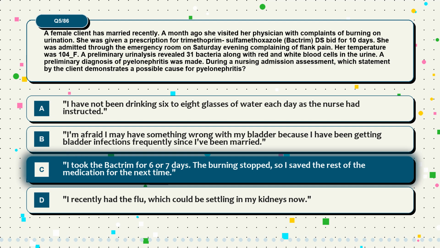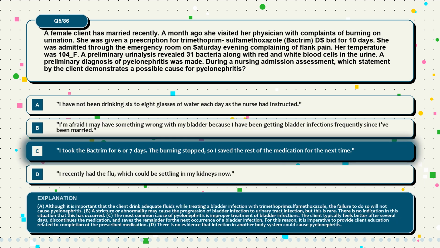The correct answer is option C. I took the Bactrim for 6 or 7 days. The burning stopped, so I saved the rest of the medication for the next time. Although it is important that the client drink adequate fluids while treating a bladder infection with trimethoprim-sulfamethoxazole, the failure to do so will not cause pyelonephritis. A stricture or abnormality may cause the progression of bladder infection to upper urinary tract infection, but this is rare. There is no indication in this situation that this has occurred.